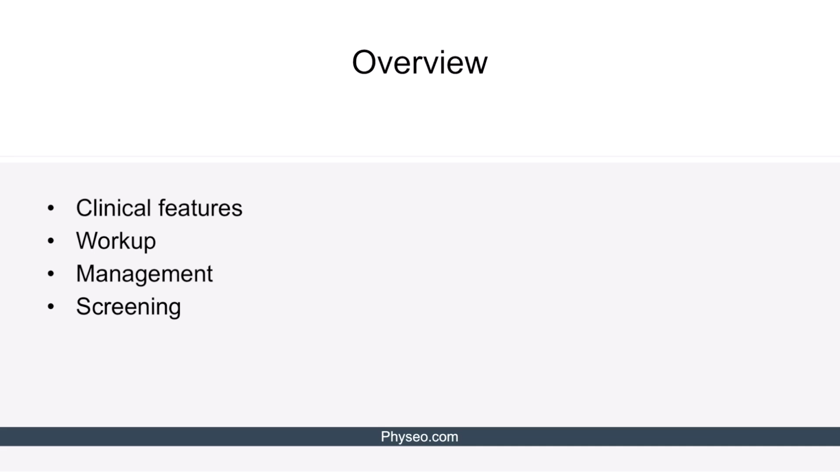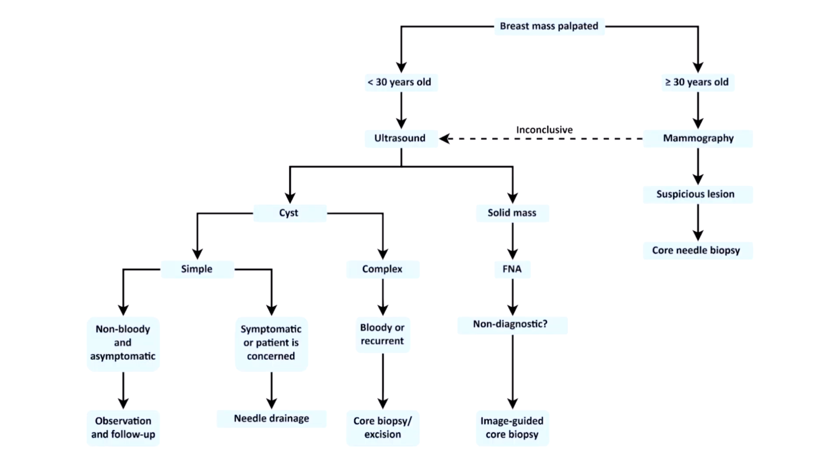Okay. Let's next discuss the workup. When a patient presents with signs and symptoms of breast cancer, such as a palpable breast mass, the age of the patient determines the initial imaging modality. If the patient is less than 30, an ultrasound of the breast is performed. This is because mammography subjects patients to radiation and is often less accurate in younger, more fibrous breast tissue.